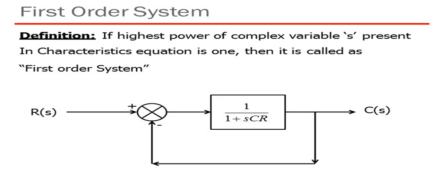Next is first order system. If the highest power of the complex variable s present in the characteristic equation is 1, then it is called a first order system. What is the characteristic equation? It is the equation of the denominator. If the highest power of s in the denominator is 1, then the system is called a first order system, and its transfer function is given as 1 upon 1 plus SCR.